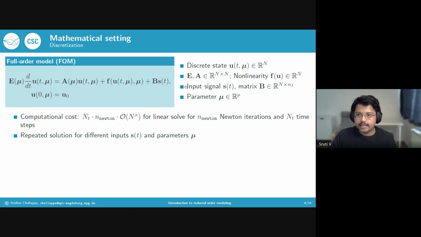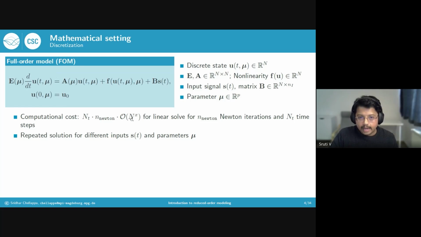So n is, of course, the dimension of the full order model. And x typically is a factor between 1 and 3, depending on whether you have what is called a dense system or a sparse system, meaning if your matrices E and A are mostly empty, mostly zeros, then the cost is less. Of course, you want to simulate it for some specific instances of time, let's call it nt. And because the system is nonlinear, you want to be able to do a few Newton iterations. So that also goes in front of this cost.